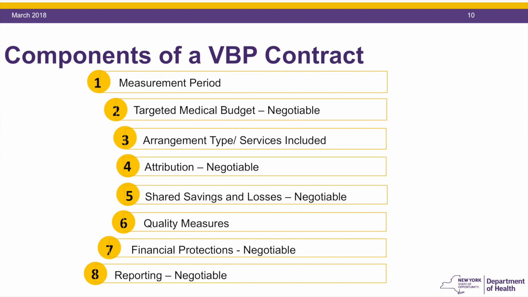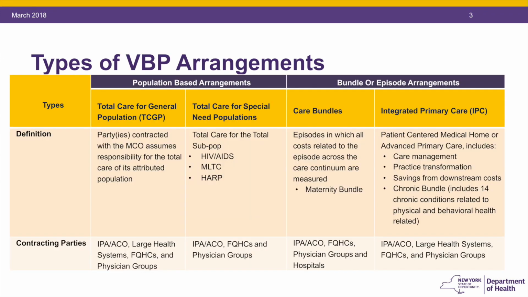Arrangement types and services included. Those are the 4 arrangement types, or more than 4, that I mentioned in the very first slide: total cost for general population, total cost for general subpopulation, maternity, and integrated primary care. There is actually a specific set of services that have to be included for each and every one of those arrangements. We have clinical advisory groups that have met throughout a hefty part of our 3 years moving towards value-based payments to sit and define what types of services fit best with the arrangements that we proposed and highlighted as OHIP's preferred arrangements. Those booklets, we call them the CAG playbooks, are also available on the MRT website.